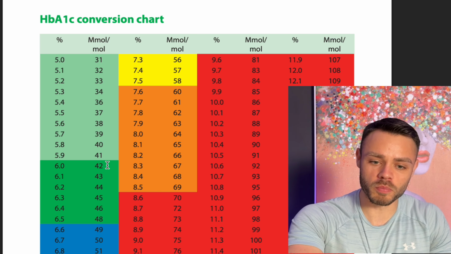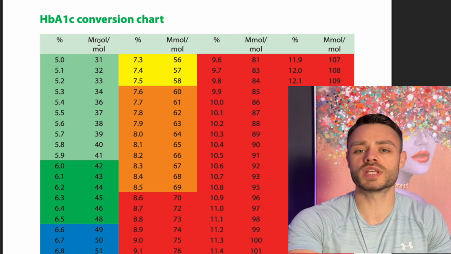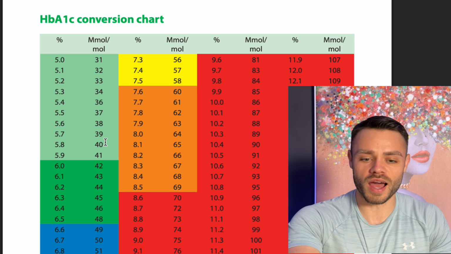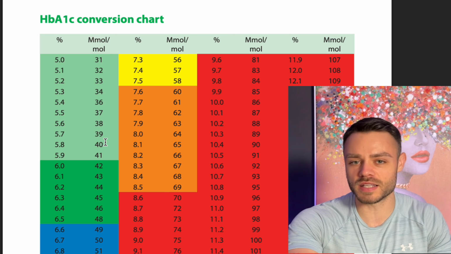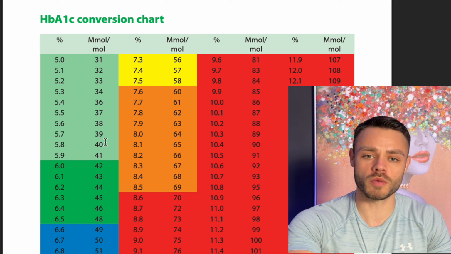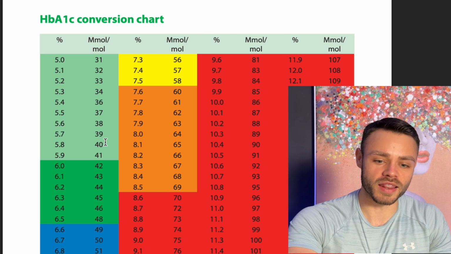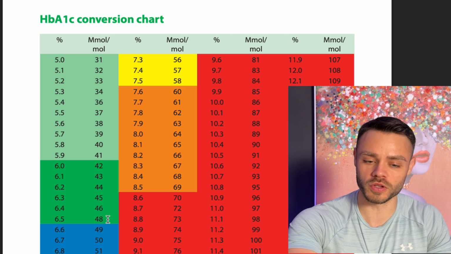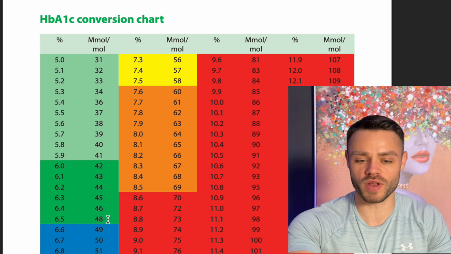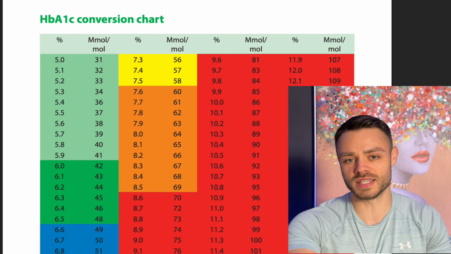So 41 and below, ideally it should go all the way to 20, is what we would consider a normal range. And what you would find, a lot of the population is around 30 to 35, and the units are millimoles per mole. It's not relevant, but I just thought I'd go through it. And this range here from 42 up to 48, but not including, is known as the pre-diabetic range. And 48 and above is where we have diabetes.